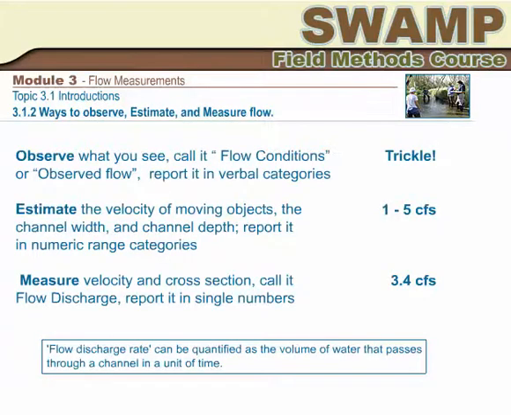Observations, estimates, and measurements are three options used by SWAMP for capturing flow information. All three options are based on the concept that flow of water through a pipe or a channel, commonly called discharge, or flow rate, or flow discharge rate, can be quantified as the volume of water that passes through the pipe or channel in a unit of time. However, the way they are recorded and reported is different, as you'll see in the next three screens.